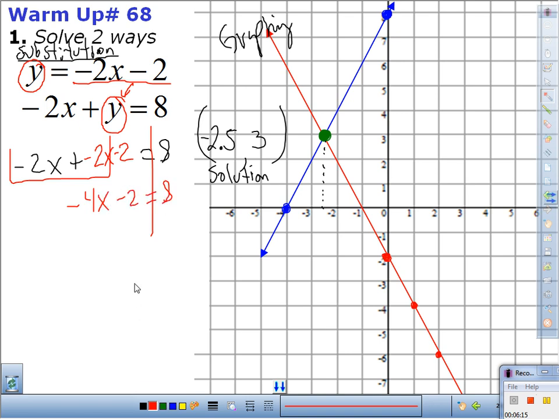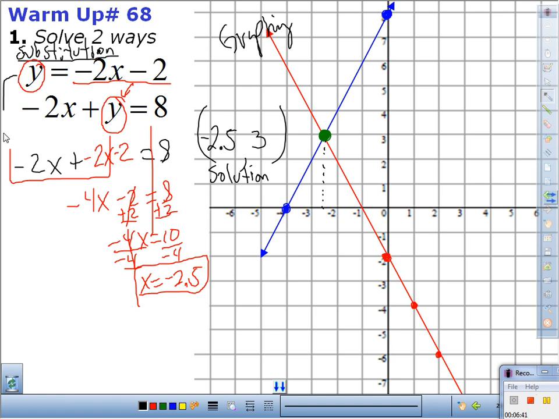What do I do from there? Plus 2, plus 2. Negative 4x equals 10. And then? Divide by negative 4. X equals negative 2.5. All right. Am I done?